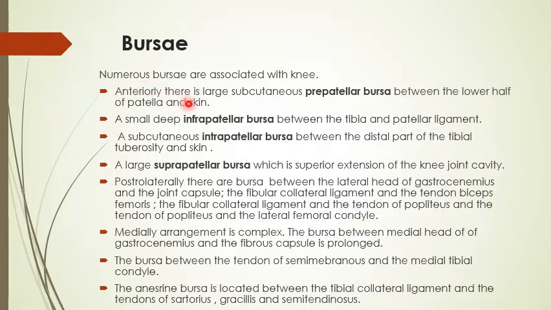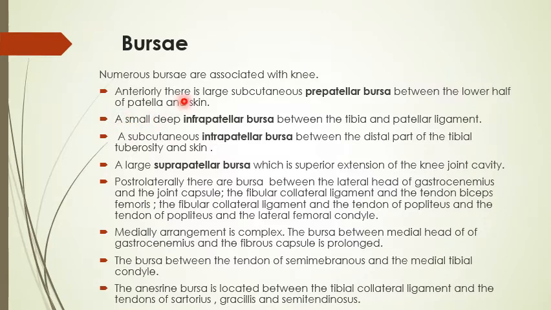So numerous bursae are associated with the knee, and it is favorably asked in the SEQ also: name the bursae around the knee joint. What is their significance? Anteriorly, there is a large subcutaneous prepatellar bursa, which means in front of the patella. What is present in front of the patella is skin. So between the skin and the bony patella, the name is given prepatellar bursa, in front of the lower half of the patella and the skin. So this is the one bursa.